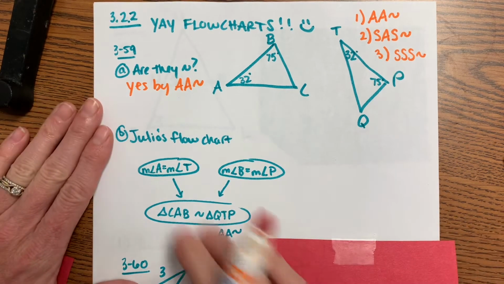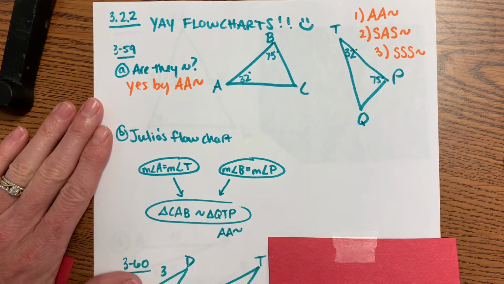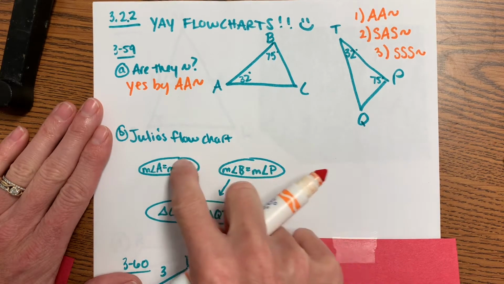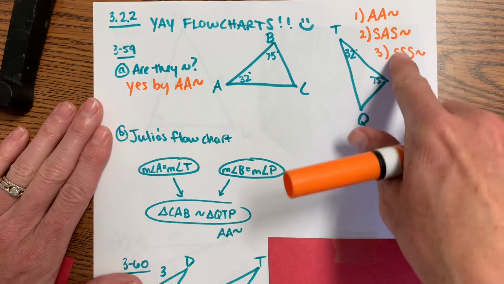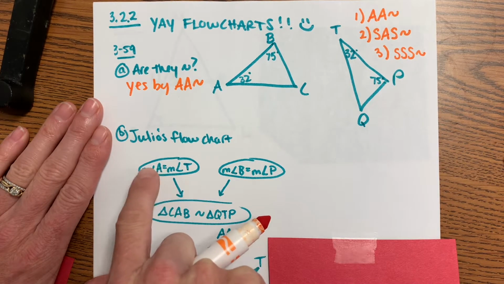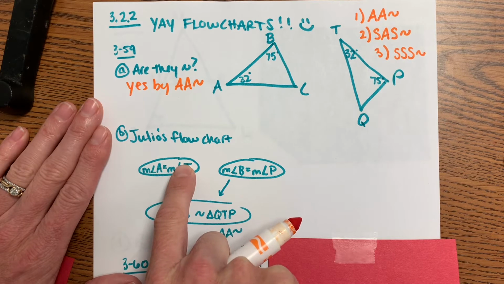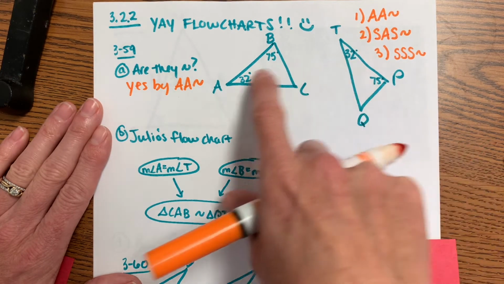I will tell you that if I was grading his flowchart, he would lose a couple points on his flowchart because for me, every single time you put something into a bubble, you have to have a reason after it. This is an example of a reason, but the shortcuts are only at the bottom with similarity statement. So the question is, how do you know the measures are equal? So this has a 32, that has a 32. I know you guys all know they're equal.